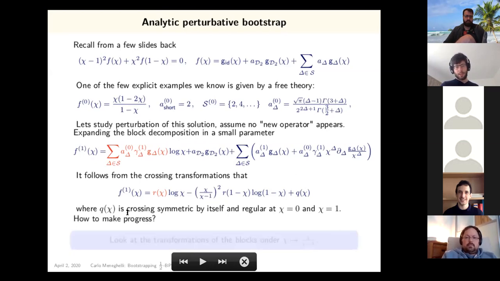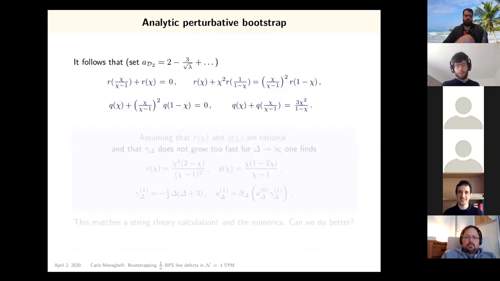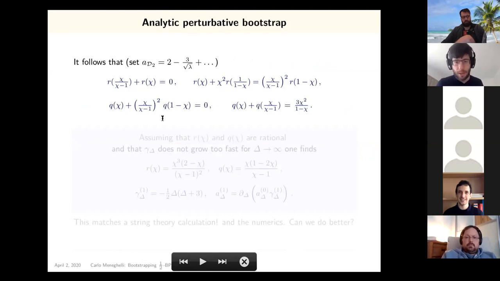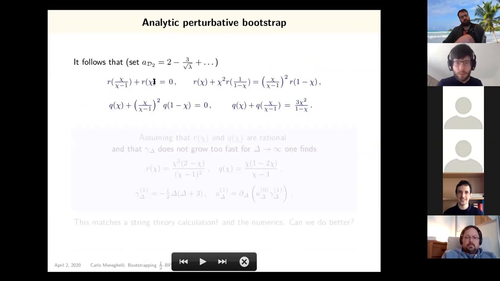And now, to make progress, we look at the transformation of individual blocks under this map, which is the analog of exchanging points one and two. So we look at how the block transforms, we can do that, of course. And by that, it's not hard to derive the following equation for the functions little r and little q. I remind you that little r and little q are the functions that parameterize the first order perturbation of the four-point function, where little r of chi knows about the anomalous dimensions. And you can derive these equations.